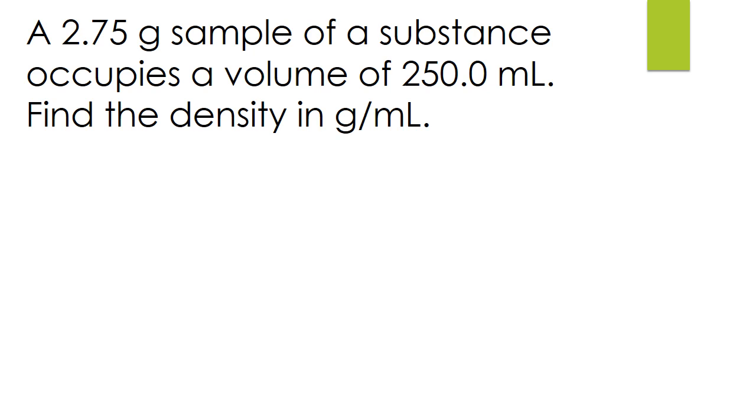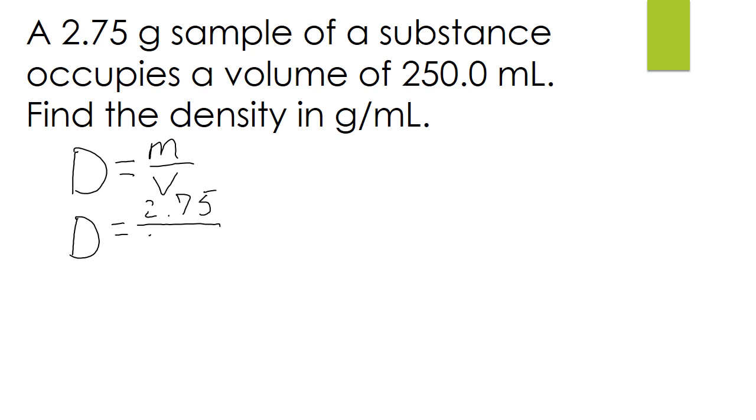So, here's a sample problem for you. If I have 2.75 grams of a substance and it occupies a volume of 250 milliliters, if I want to find the density, I'm going to use this equation, D equals M over V, or mass over volume. I'm going to plug in what I know. I know that the mass was 2.75. I know the volume is 250. That's 2.75 divided by 250.